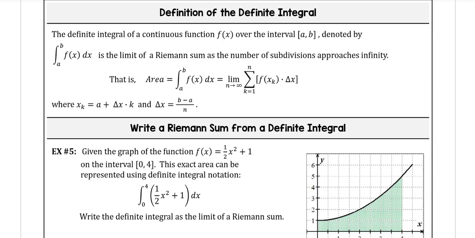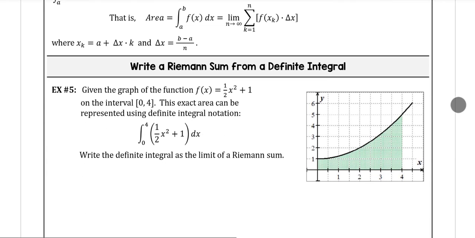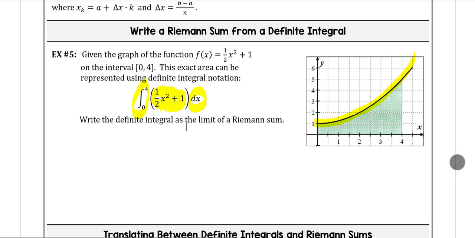Given the graph of the function on the interval 0 to 4, this exact area can be represented using this definite integral notation. This part of the definite integral is representing that curve there. So the area under a curve is represented by adding the integral notation. What we are to do is write the Riemann sum for this integral. So here's how we want to go about doing this.